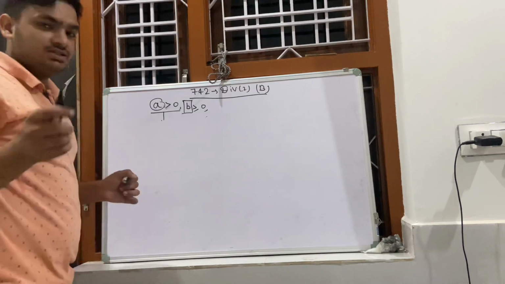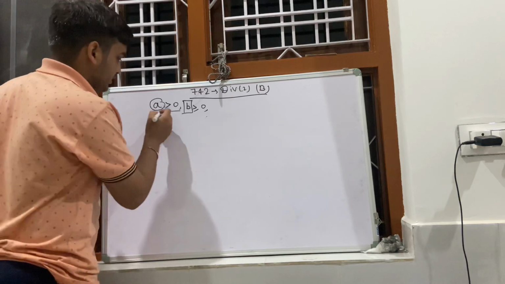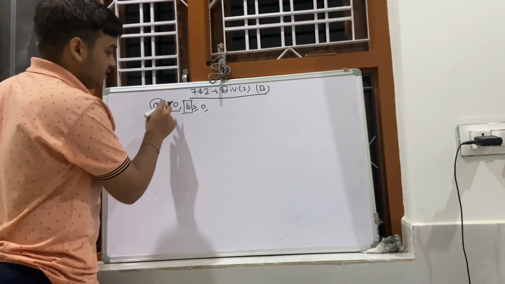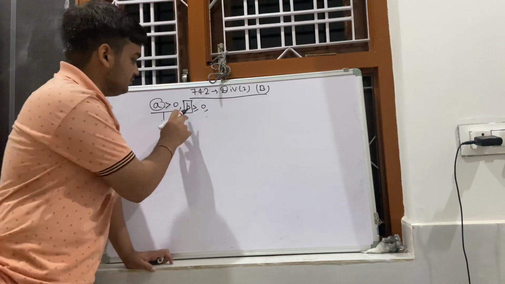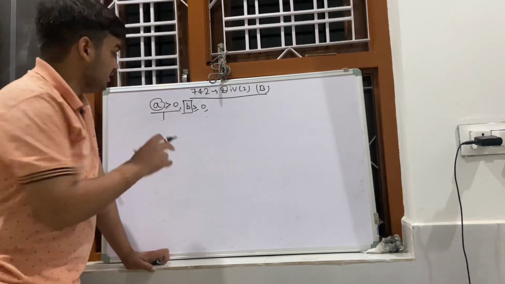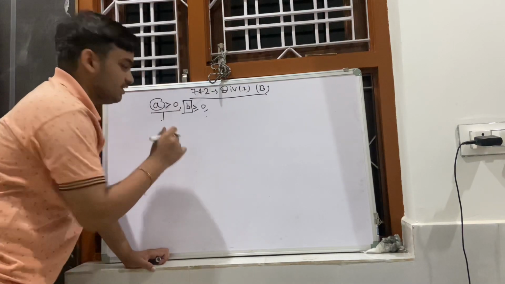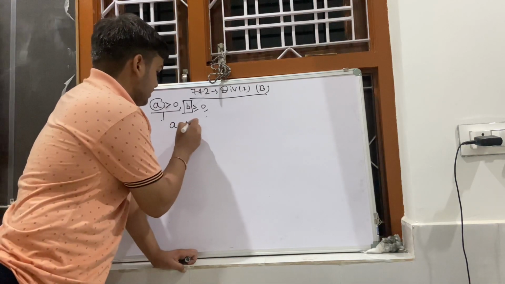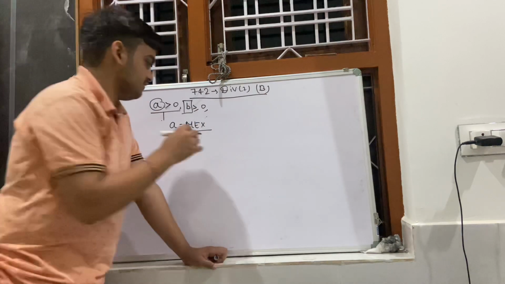So what is given in this question is basically two integers, a and b. The range of a is that a must be greater than or equal to 0, and b must be greater than or equal to 0. What does a signify here? a is the mex. How can we find the mex value?